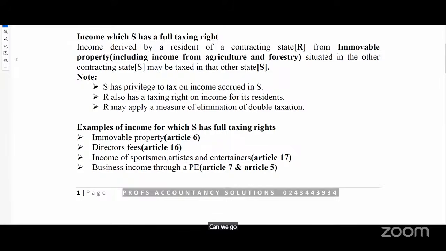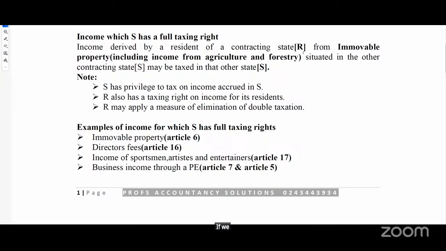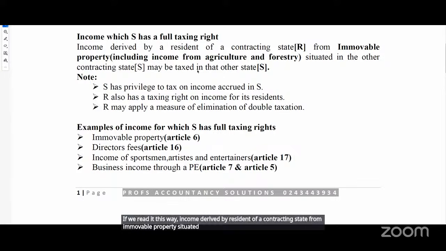Yes, sir. So we are saying that income derived by a resident of... Anytime you see a DTA and you feel you'll be confused, if we read it this way: income derived by a resident of a contracting state from immovable property situated in the other contracting state may be taxed in that other state. Does it make sense? It looks a bit confusing, right?